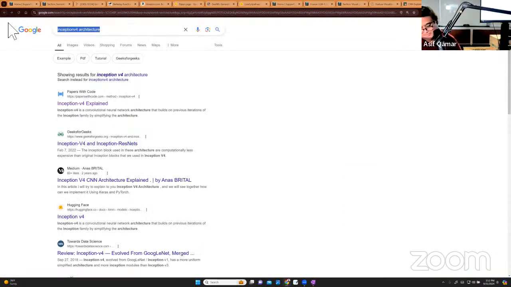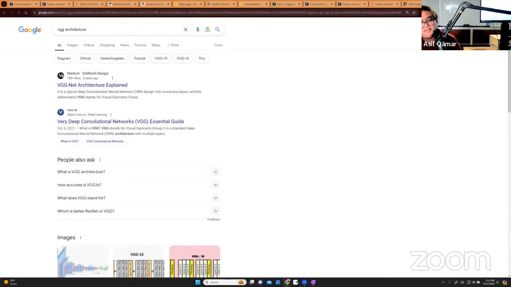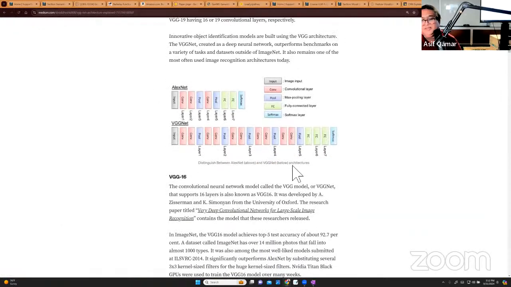VGG architecture. Okay, somebody has written an article on it. You notice that it is pretty deep, layer 7, right, and softmax. But by Inception standards, it's still small.